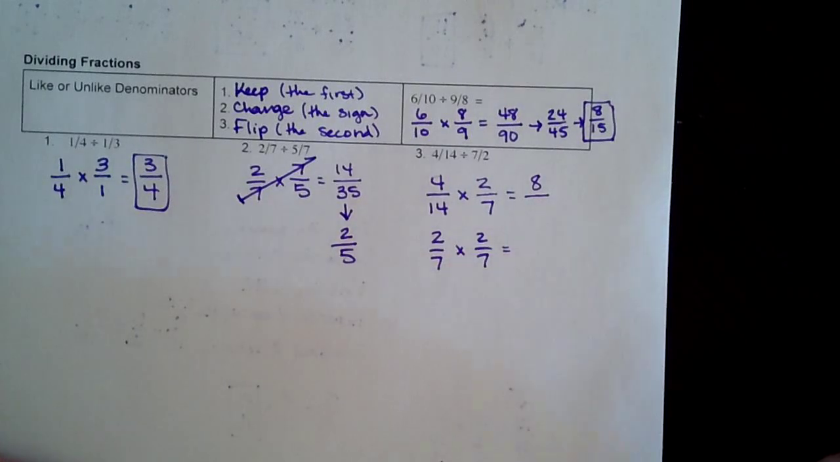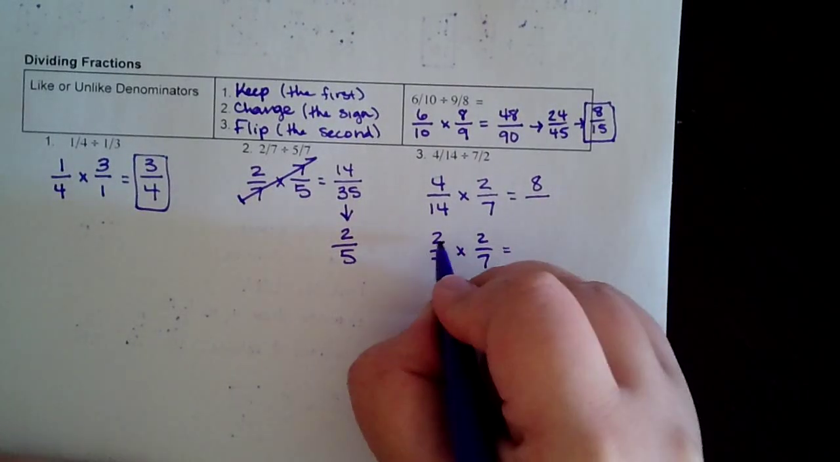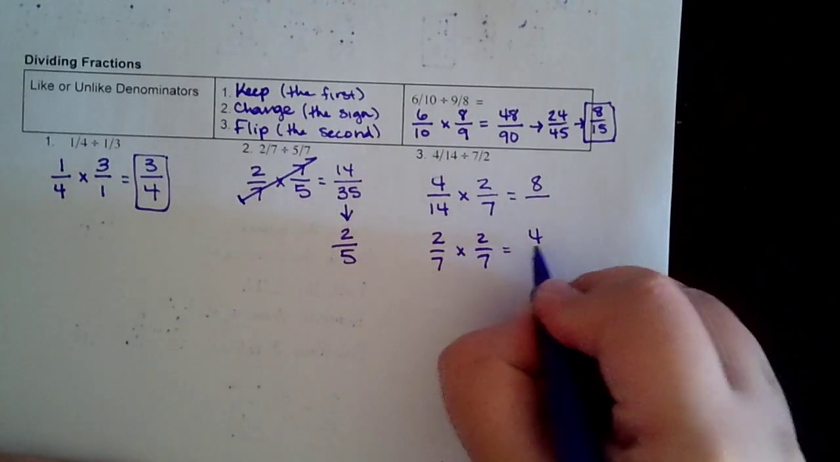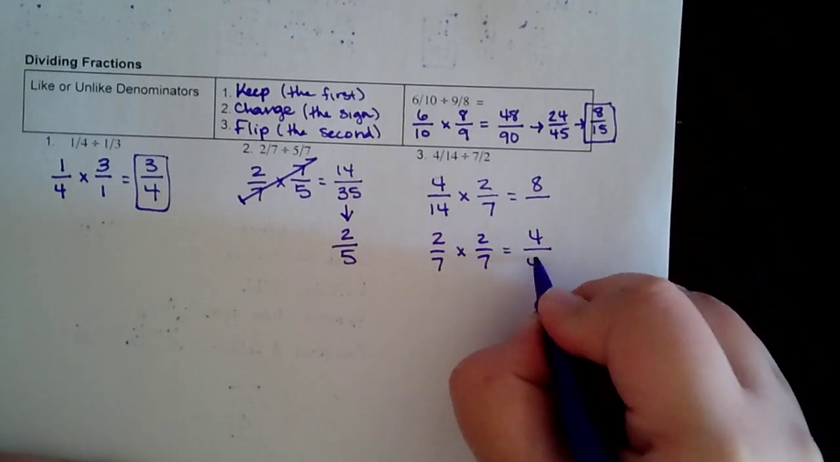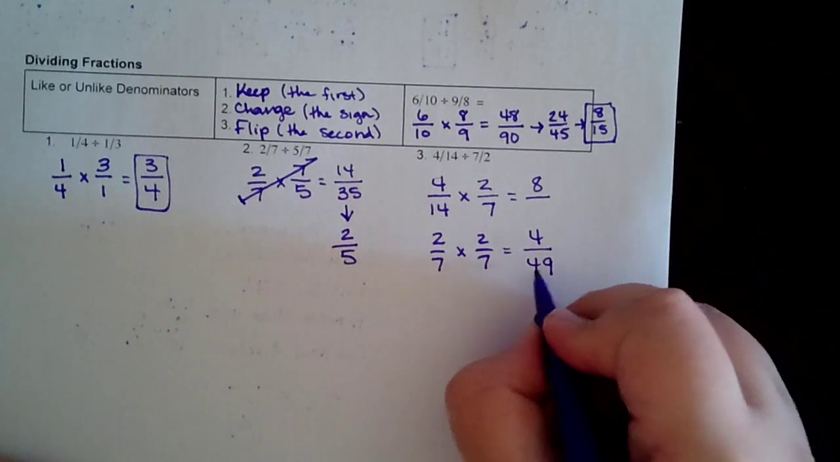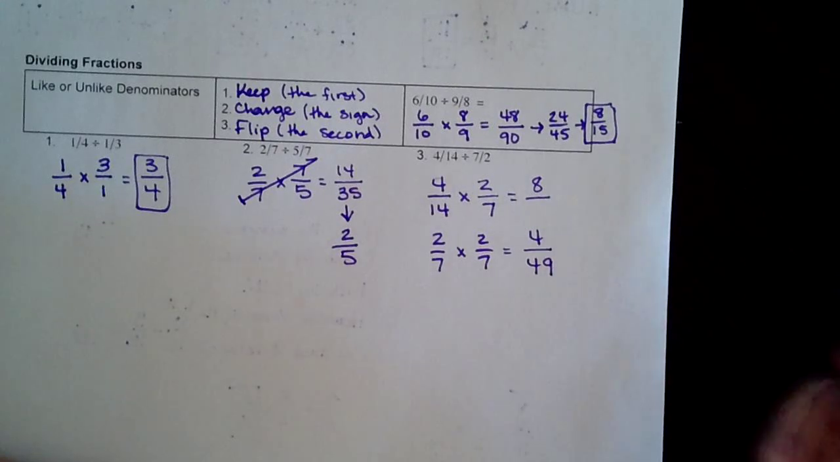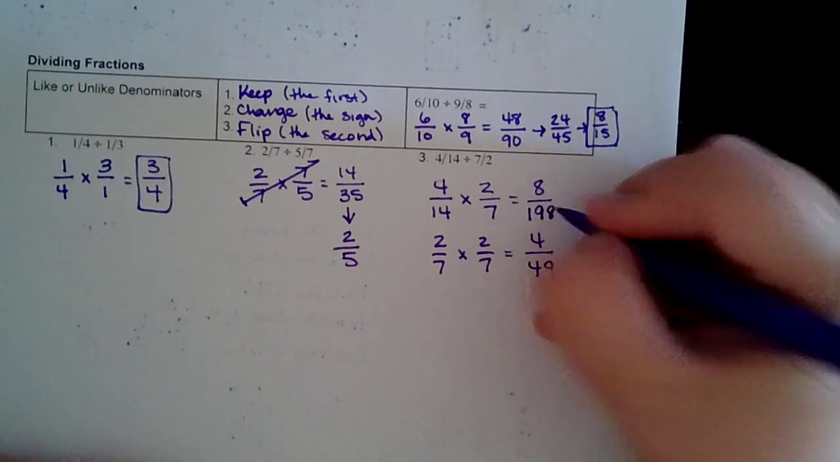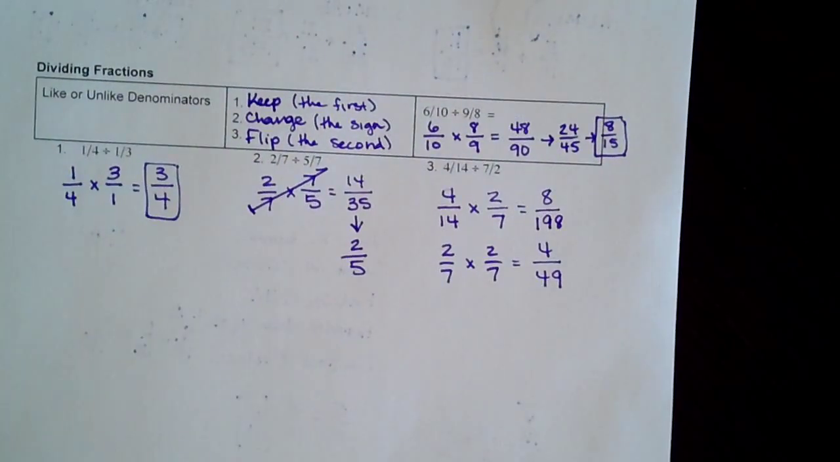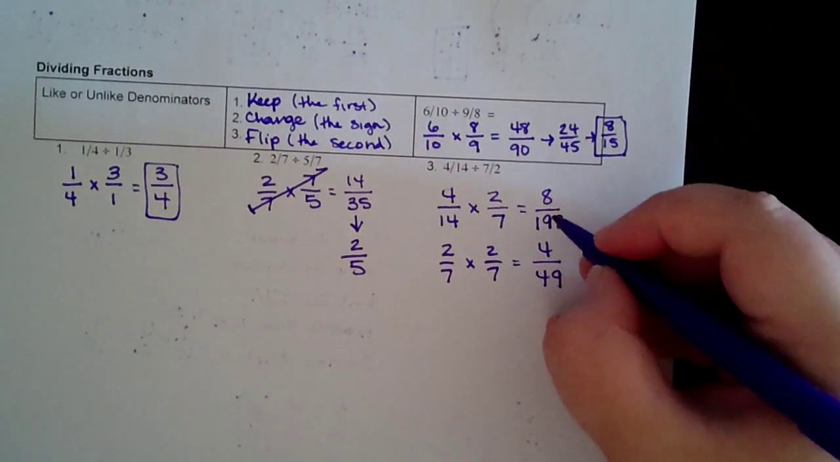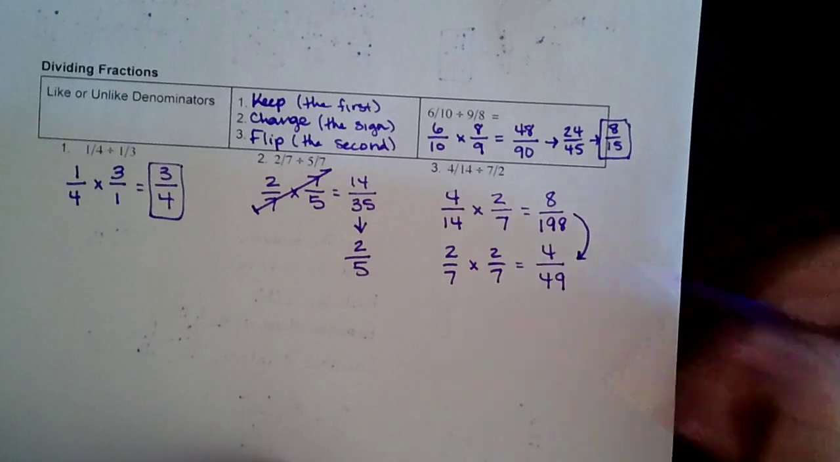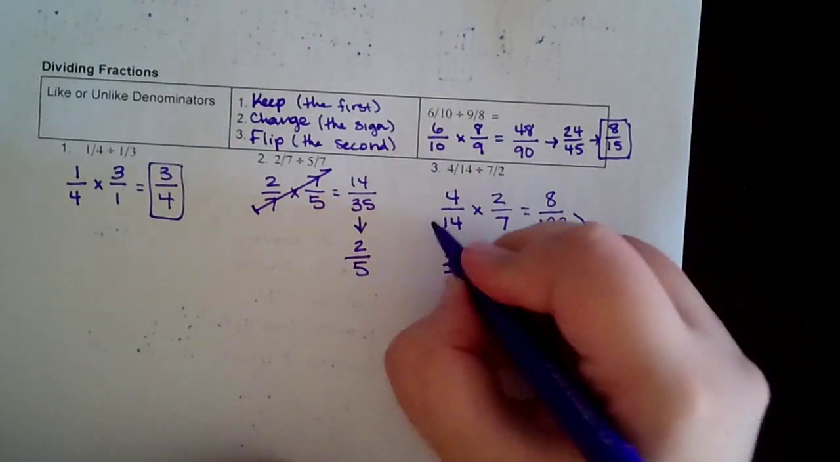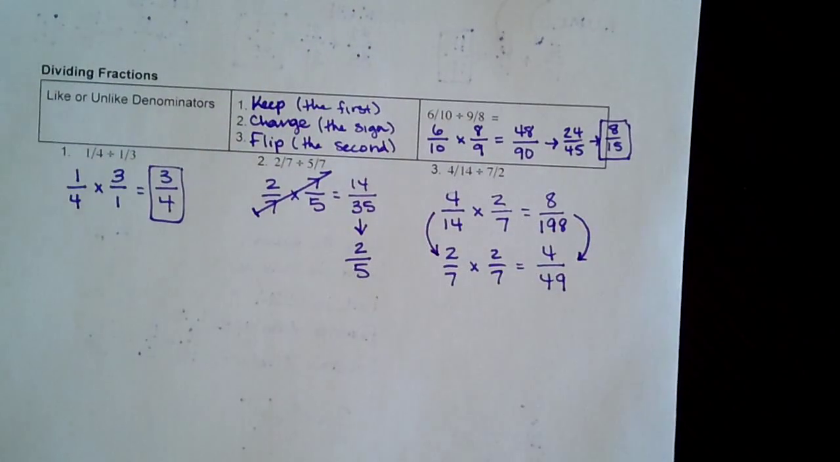14 times 7 is a tricky one. That's why I'm gonna jump down here and say 7 times 7 is a little bit easier. If I multiply that one by 2, I get 198. Yes. So you can see if I reduced from here to here, I can either reduce at the end of the problem or at the beginning of the problem.